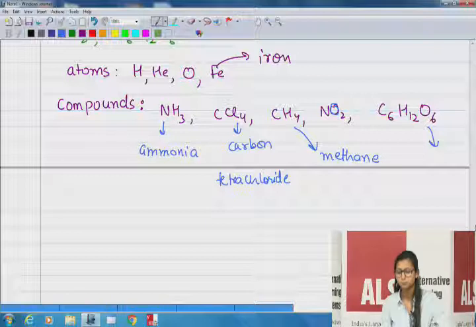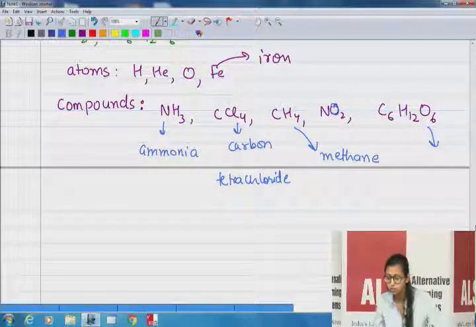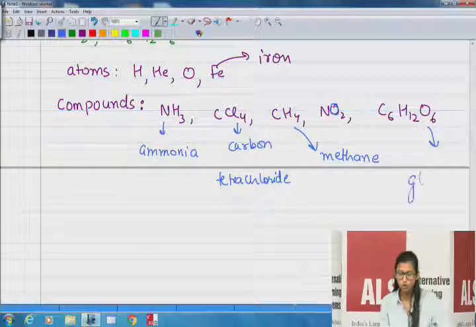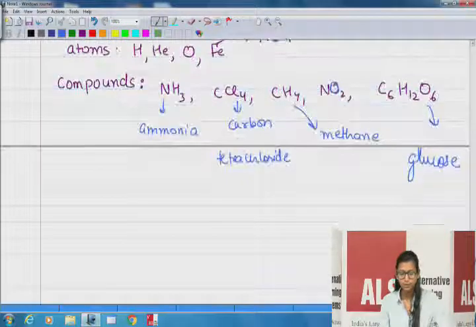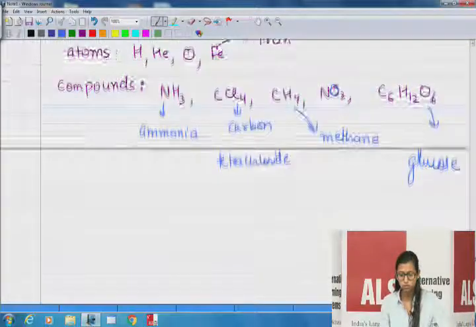What happened? I seriously don't remember this. Chat system is not responsive. Okay, I got it. I am going to write here, no problem. So this is glucose, right? This is the formula for glucose. We were having methane, the nitro group was there, ammonia was there, and carbon tetrachloride was there, okay?